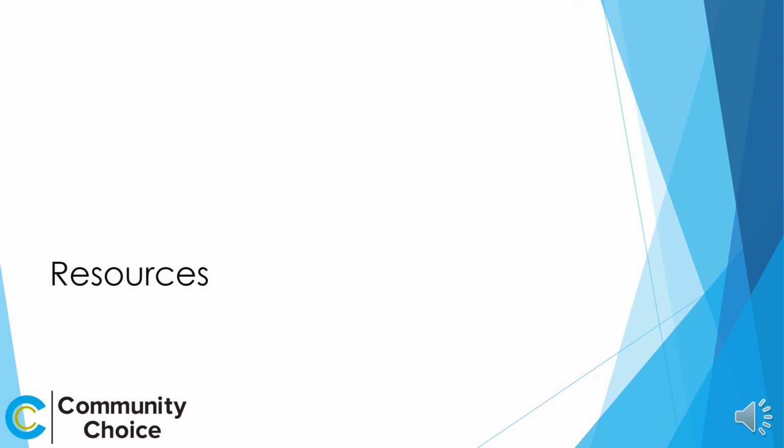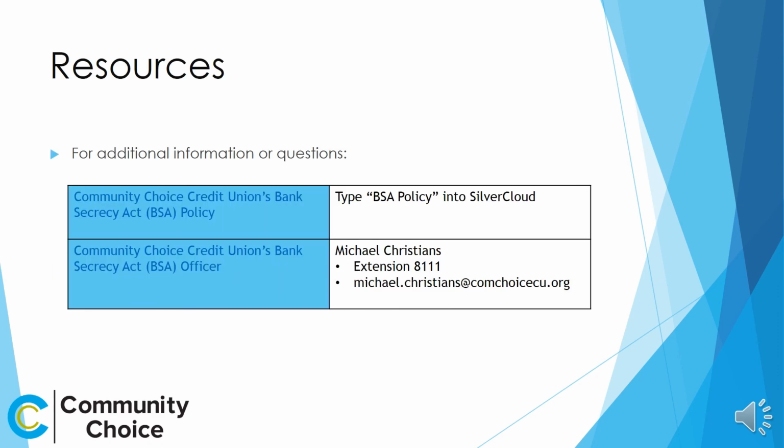Should you have any additional questions regarding the Bank Secrecy Act after you listen to this presentation, there are a number of resources available to you. The Credit Union's Bank Secrecy Act policy is available on SilverCloud. Simply type BSA policy into Just Ask. If you are unable to find an answer to your question, please don't hesitate to contact me via email or at extension 8111.